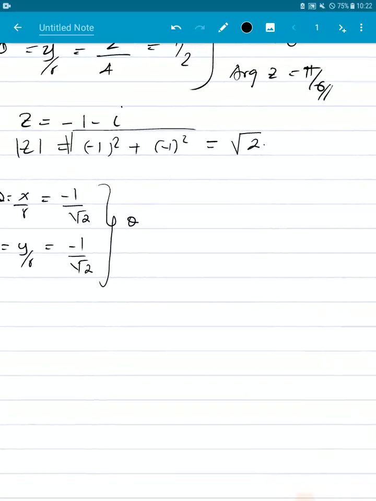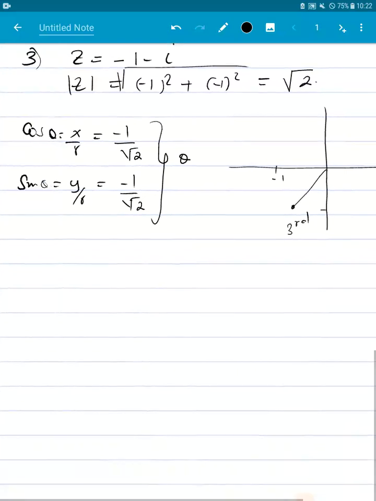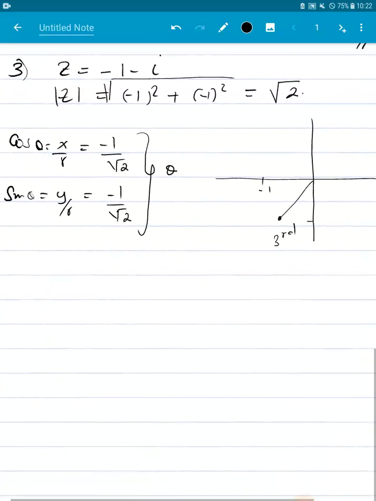First of all, in terms of negatives, I advise you to plot the axis there. Plot this one. This will be negative 1 and negative 1. So our angle must lie in the third quadrant. And we know that in the third quadrant, both sine and cosine are negative. That is a fact.